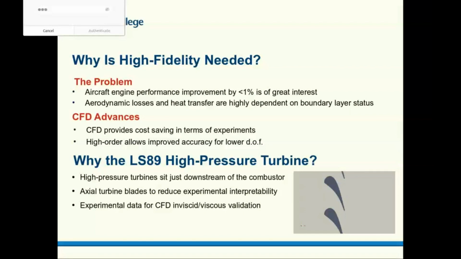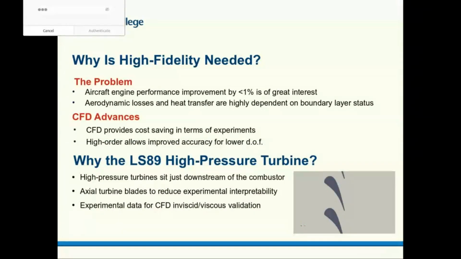And you look at things like boundary layer state, where you have heat transfer and aerodynamic losses. These are the main aspects you're going to be looking at. The reason behind this particular test case: the high pressure turbine is a component in the jet engine which sits just behind the combustor. So you have the fan, the compressor, so the fan is just a big compressor, then the combustor, and then the high pressure turbine, which is this, and then the low pressure turbine.